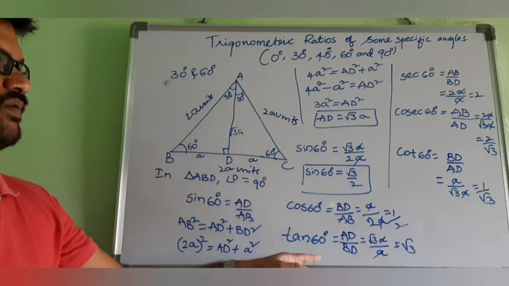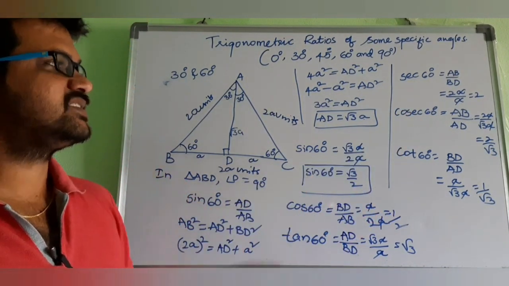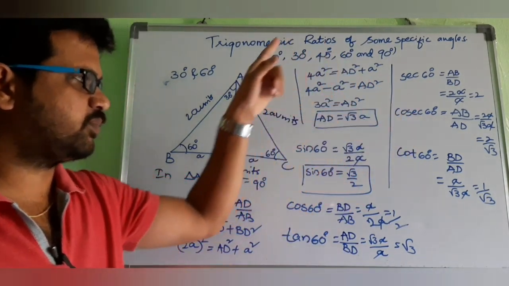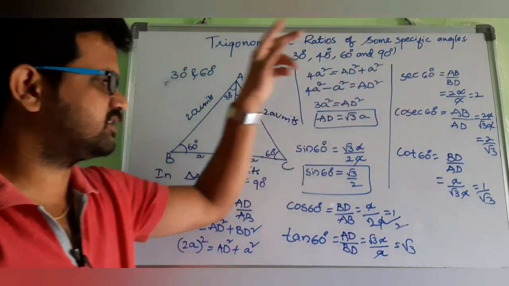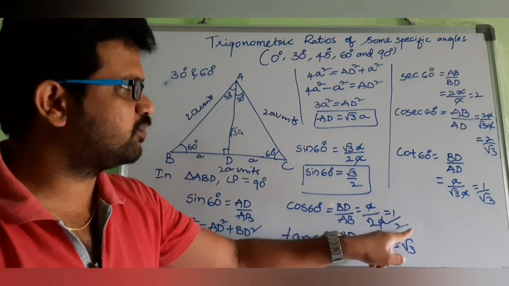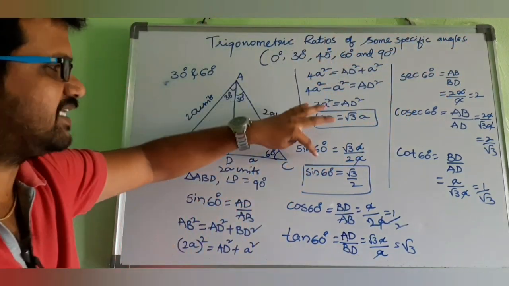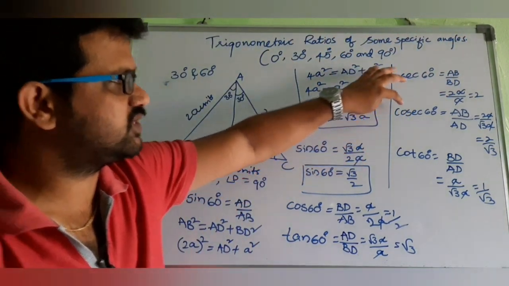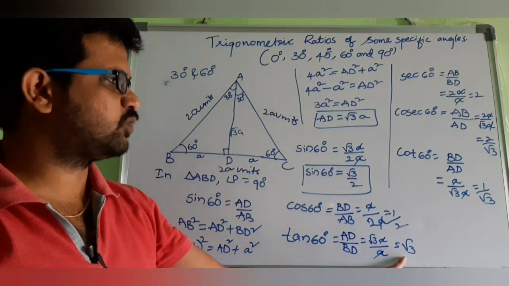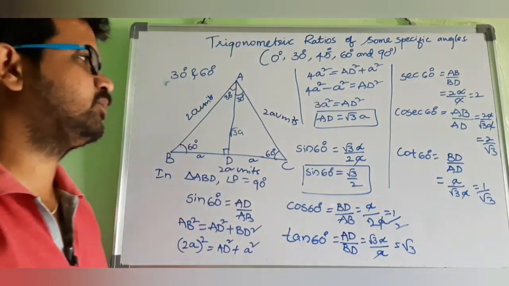Once you get these 3 values, these are all reciprocals of tan, cos and sine. Cot is the reciprocal of tan, cosec is the reciprocal of sine and secant is the reciprocal of cos. See here, cos 60 degrees value is 1 by 2. So what we got? Secant 60 degrees is 2. And sine 60 degrees is root 3 by 2, then cosec 60 degrees is 2 by root 3. Reciprocal of that. Tan 60 degrees is root 3. What about cot 60 degrees? 1 by root 3. Reciprocal to each other.